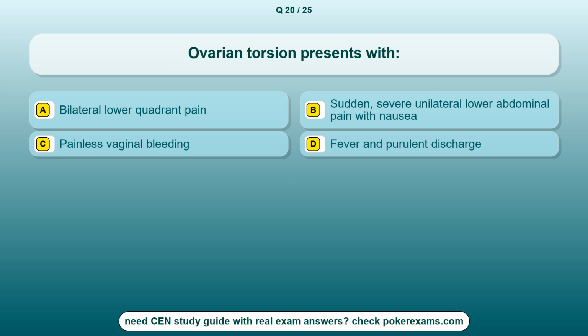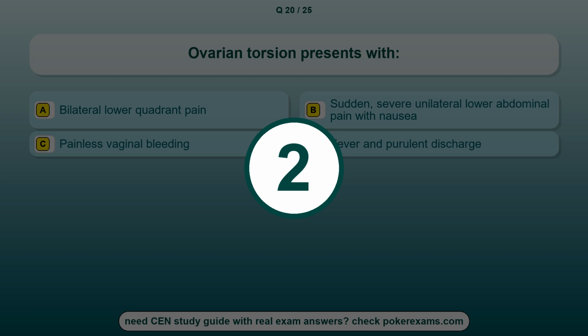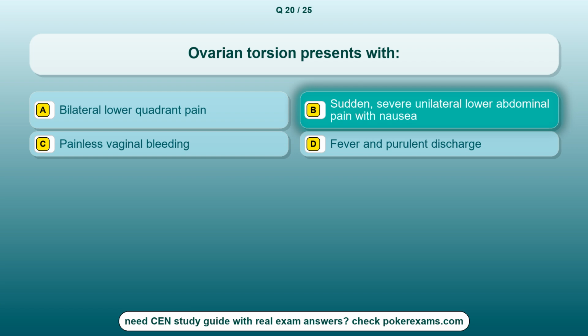Question 20. Ovarian torsion presents with option A, bilateral lower quadrant pain. Option B, a sudden, severe unilateral lower abdominal pain with nausea. Option C, painless vaginal bleeding. Option D, a fever and purulent discharge. The correct answer is option B, sudden, severe unilateral lower abdominal pain with nausea.